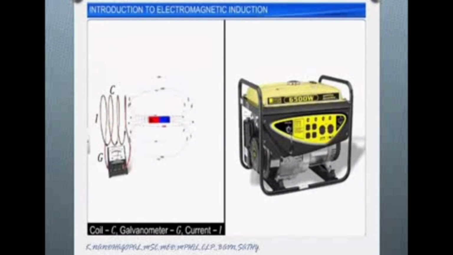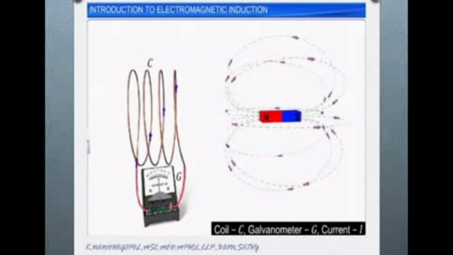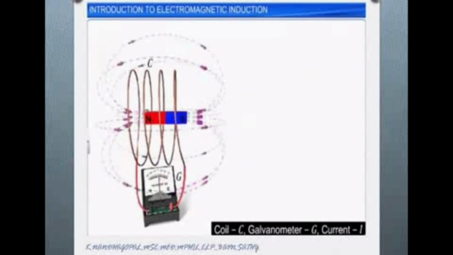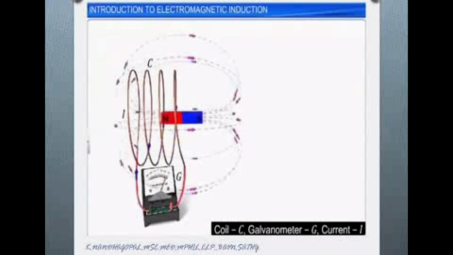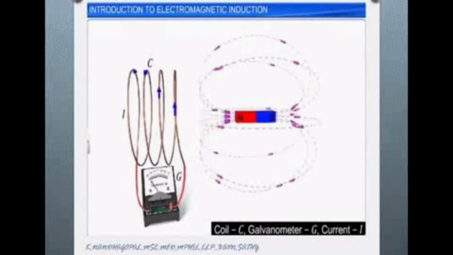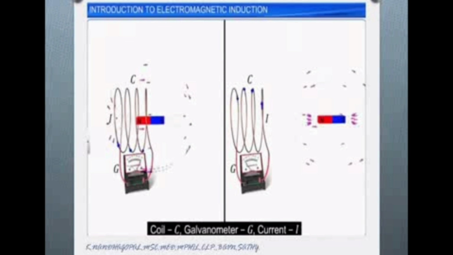That is the basic principle of the generator, so it's also called the generator rule. See the deflection. The magnetic flux is cut by the coil and EMF is induced, so there is a flow of current in the galvanometer. See that, it's moving in one direction. When you remove it from the coil, it's moving in the opposite direction, then it comes to zero. Moving to the right side, then to the left side, and it comes to zero. Without relative motion between the coil and magnet, there is no deflection in the coil.